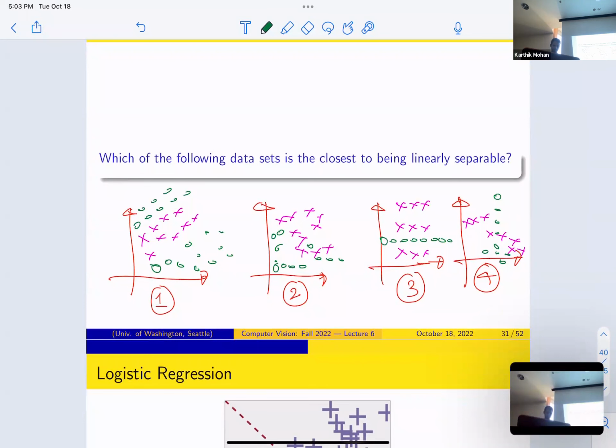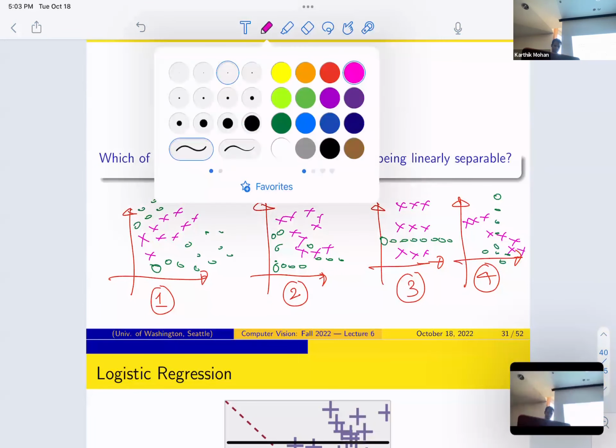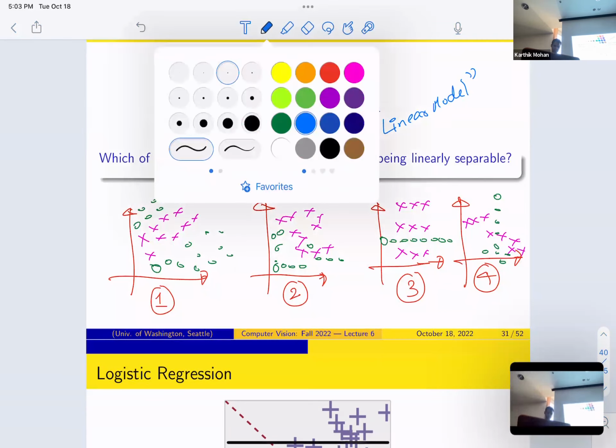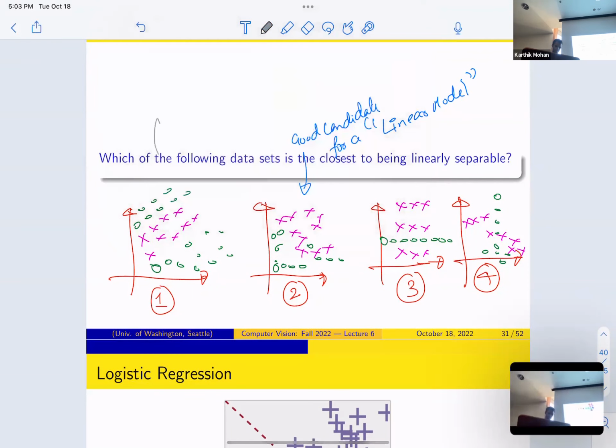So what does this tell us? What's the point here? The point here is that this is a good candidate for a linear model, right? And conversely, you probably need to use a nonlinear model for this, for this, and for this. There's no way a linear model can help you separate the classes for 1, 2, 3, 4.